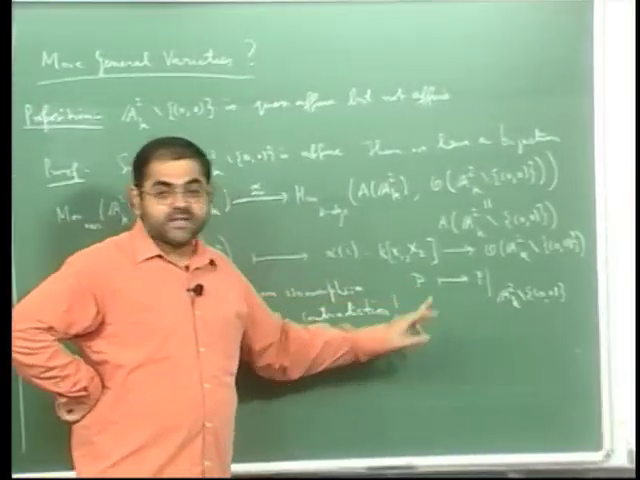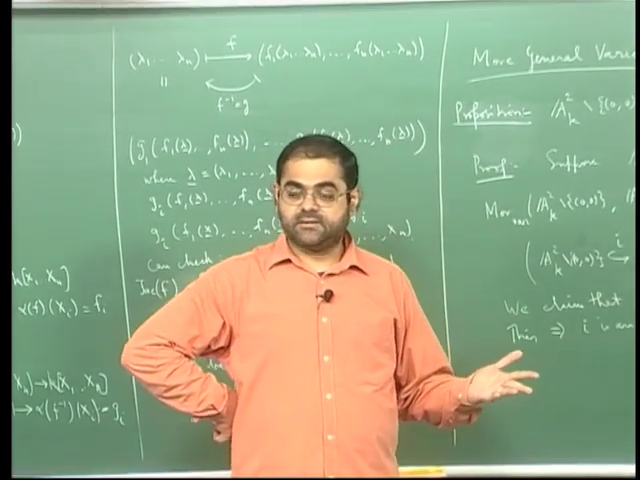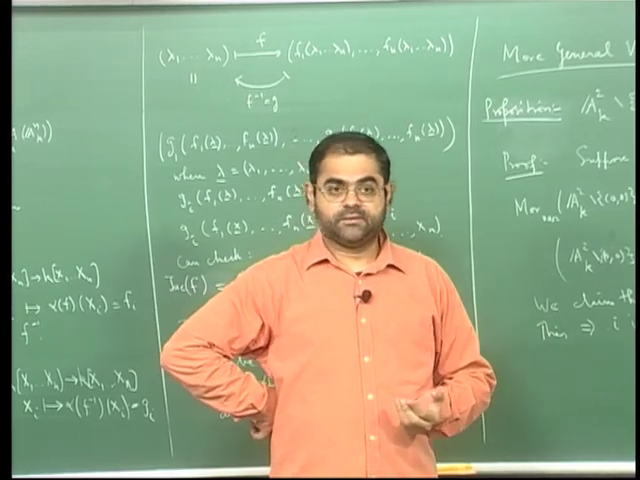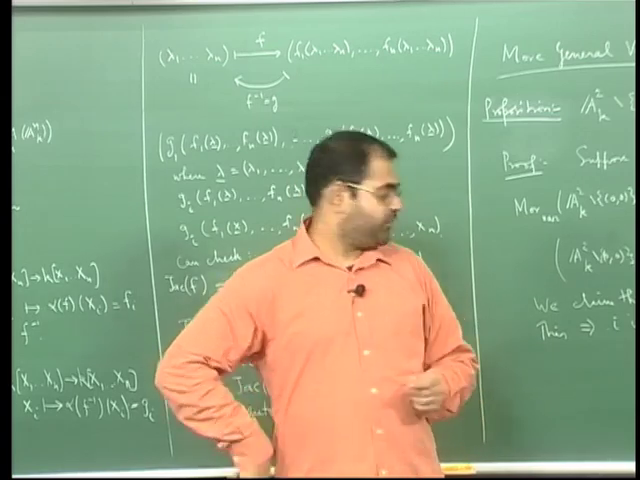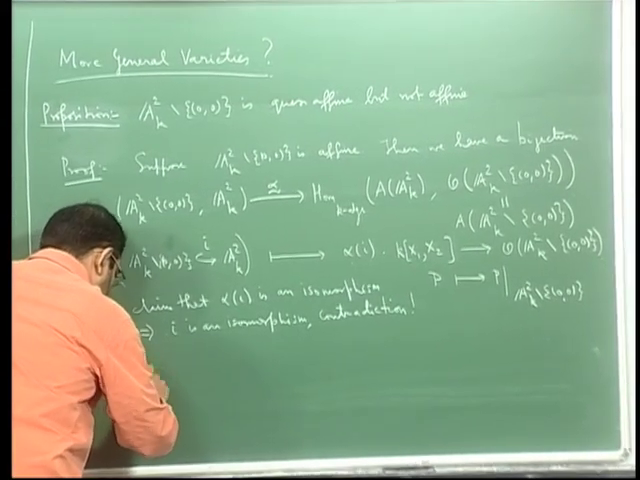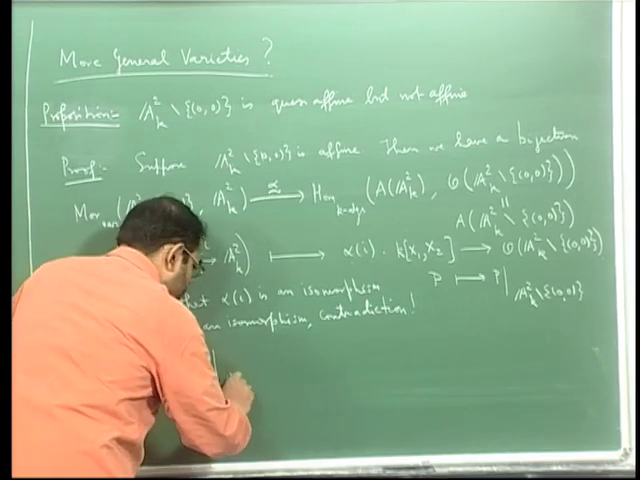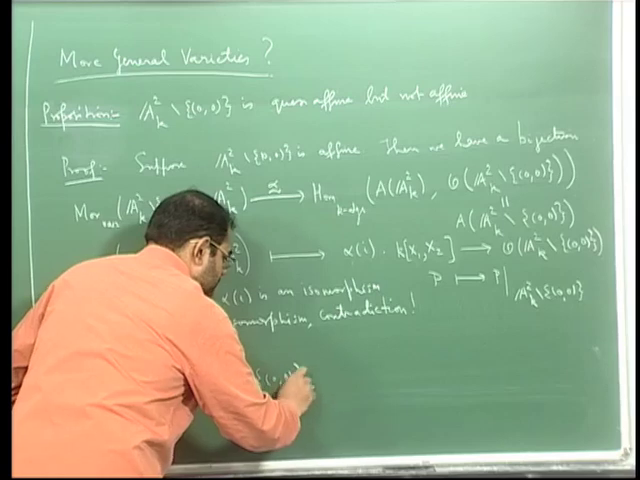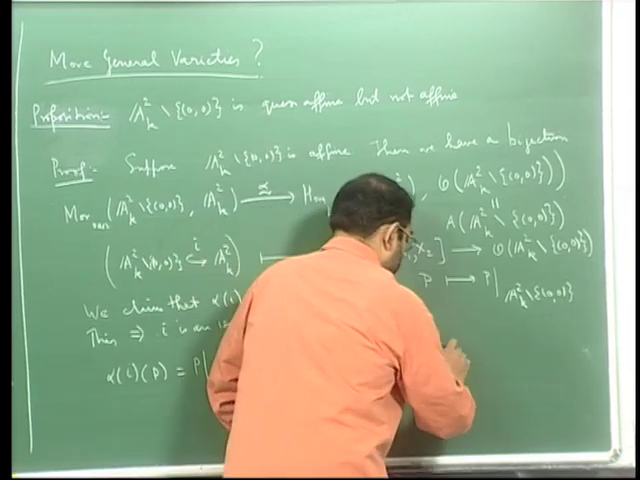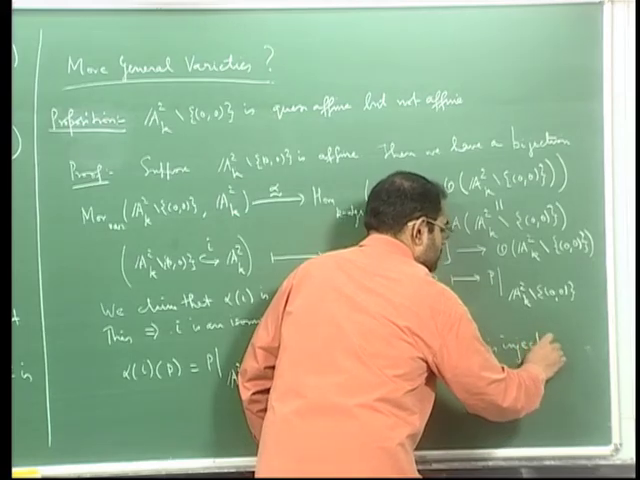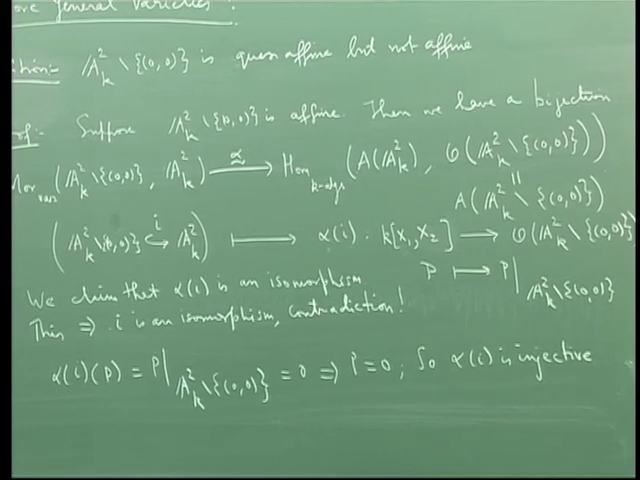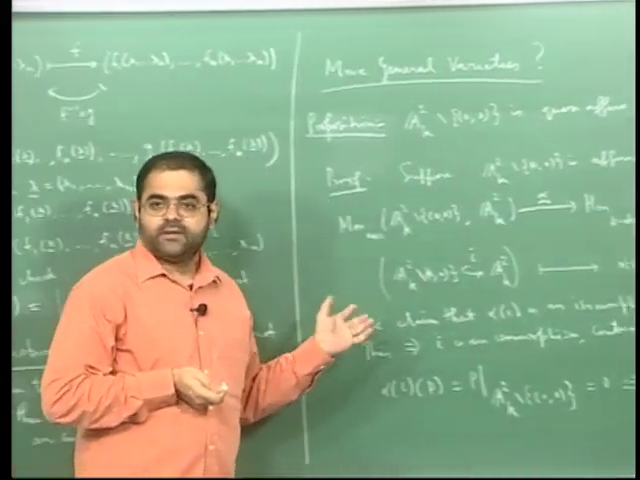So this polynomial as a function vanishes everywhere, and because we are working with an algebraically closed field, which is infinite, if a polynomial vanishes as a function, then it has to vanish as a polynomial. So that tells you that alpha of I is injective: alpha of I of P equals P restricted to A2 minus the origin equals 0 implies P equals 0. The only thing I now have to prove is that alpha of I is surjective. If I prove that, then I would have proved that alpha of I is an isomorphism, and we would get the contradiction that we want.